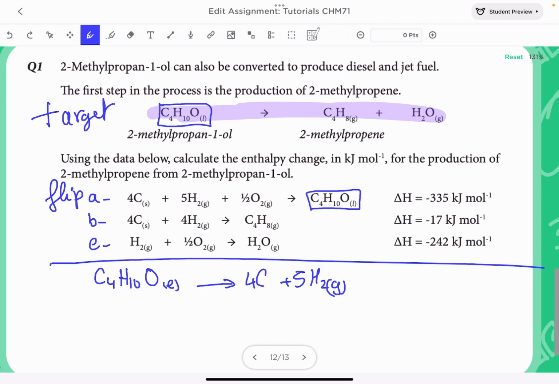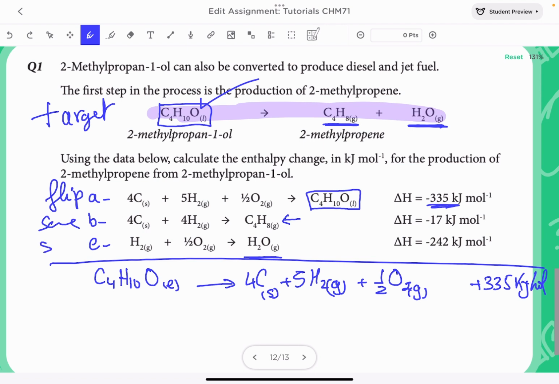And if I reverse an equation, I need to reverse the sign of its own delta H. So this becomes positive 335 kilojoule per mole. Now C4H8, it's here. I need it as a product, it is a product. So B remains the same. H2O is over here. I need it as a product, it is a product. So I keep equation B and C, no changes, the same. So I'm gonna copy them all again.